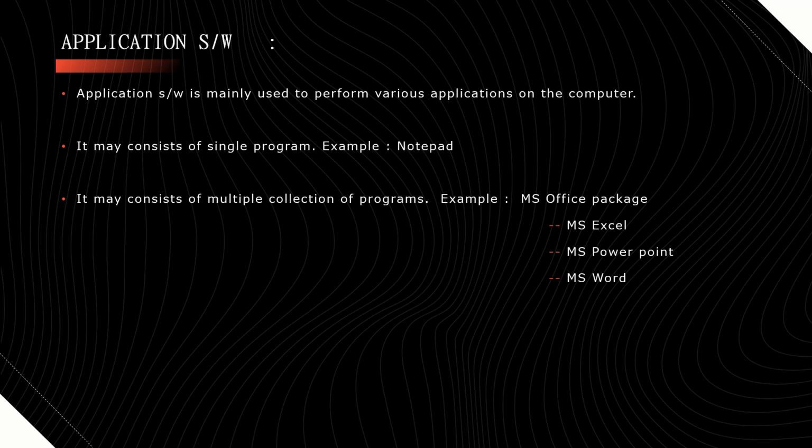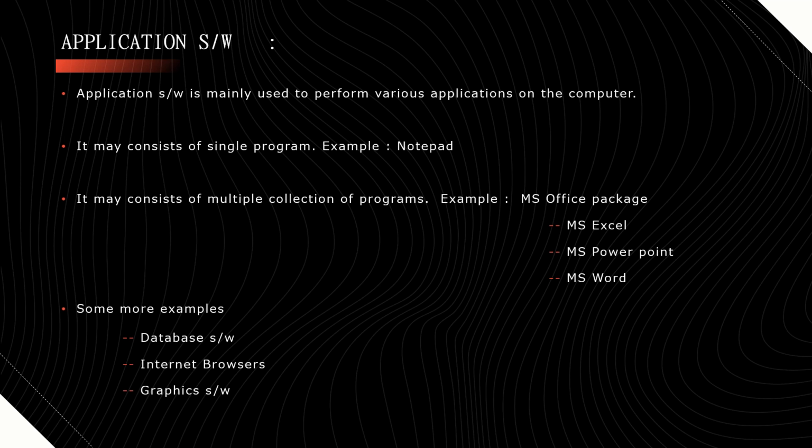Spreadsheet software like Microsoft Excel is used to organize the data in rows and columns, to perform calculations, and to represent the data in charts and graphs. Presentation software like Microsoft PowerPoint is used to display the information in the form of slides. Word processing software like MS Word, Notepad, WordPad is used to create documents such as letters, reports, etc.